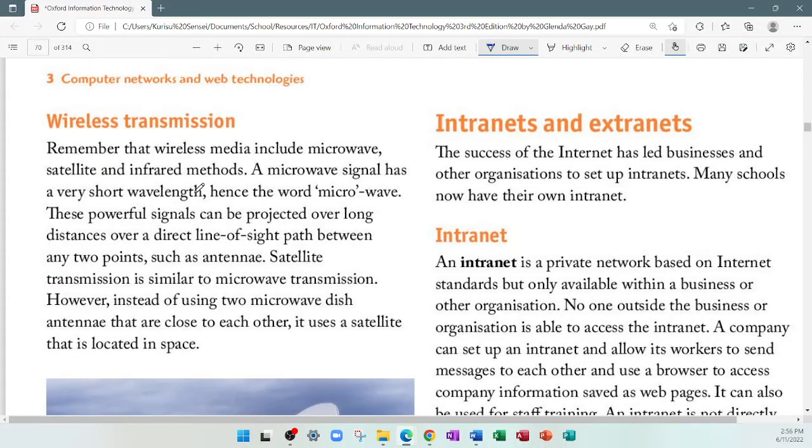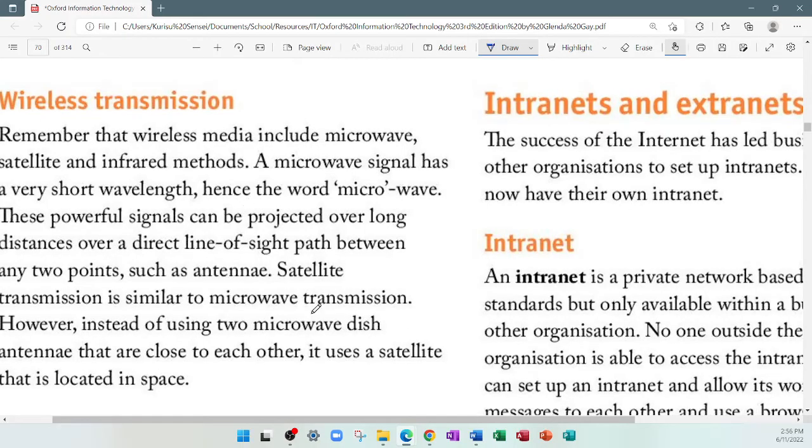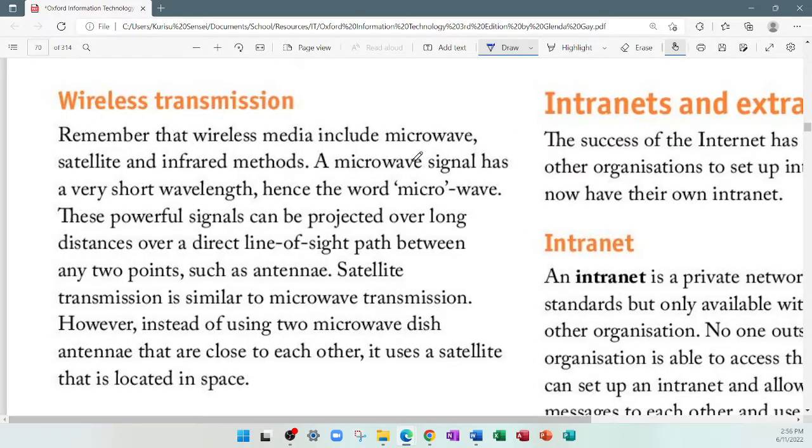So our wireless transmission media now. For wireless, we are going to have microwave technology, satellite, and infrared. Microwave is a short waveform, basically the same as your microwave that you have at home, hence why it is called a microwave. Satellite is also using microwave technology.